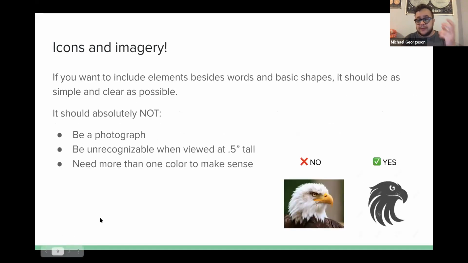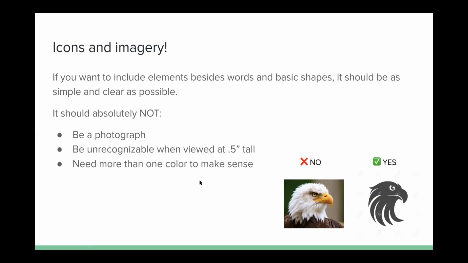A lot of logos also have an icon, like the Starbucks logo. I showed how it had words and the icon. So when you're thinking about that, it should not be a photograph. It should be very simple and clear what it is. It should be easy to tell what it is, even when it's small, and like before, it should work in just one color. So an example would be this photo of an eagle and then an icon, which is more appropriate for a logo.